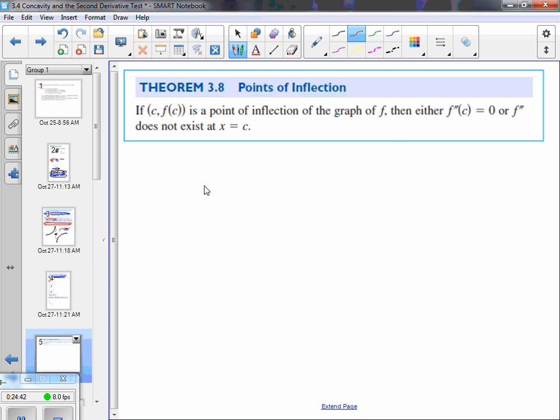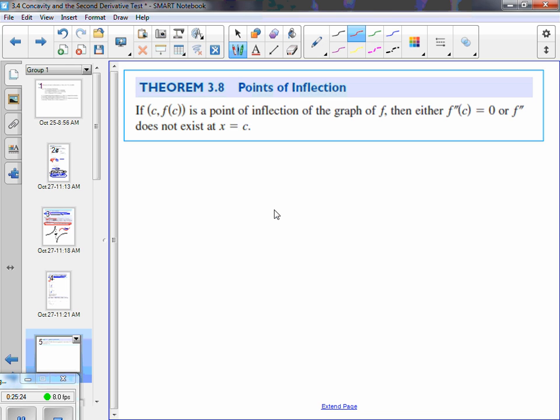All right? So this is what you were talking about, knowing the point of inflection first seems a little easier. It is. If c, f of c is a point of inflection, then you know for a fact that f double prime of c equals 0 or f double prime of c does not exist. Anytime you have a point of inflection, the second derivative at that x coordinate of the point of inflection equals 0 or does not exist. Now, just like with critical numbers, sometimes we'd get a critical number, but there was not a maximum or a minimum at that critical number.